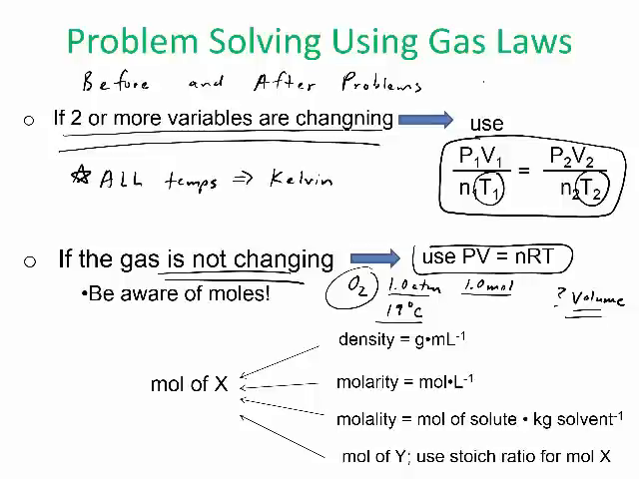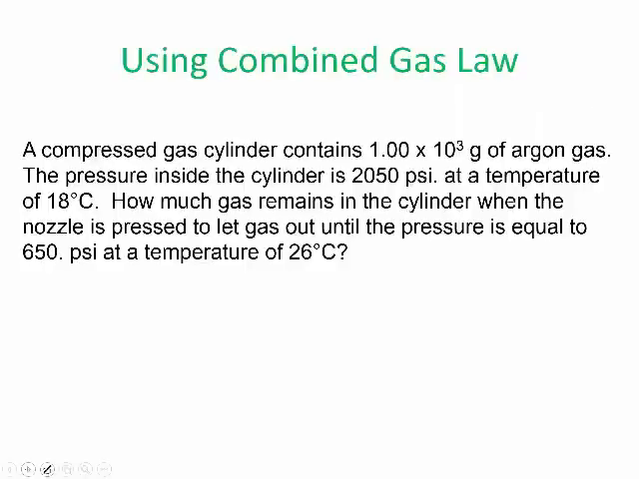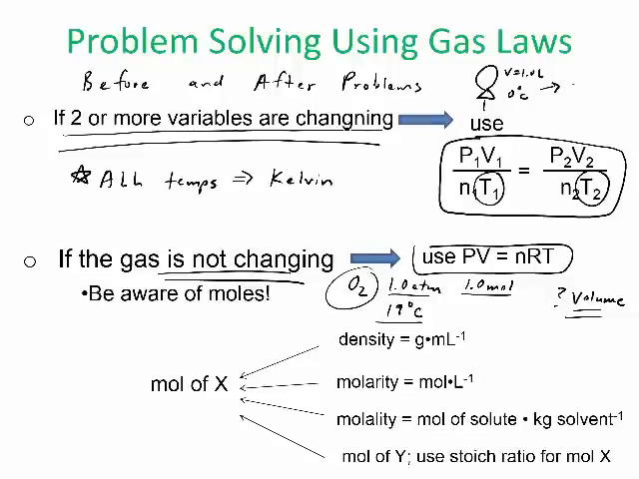If you have a problem like the example I used earlier, you have a balloon and the volume is 1 liter and it's at 0 Celsius, and then this same balloon is moved to 22 degrees Celsius. What is the new volume? In this case, variables are changing. We changed the temperature, so you have more than one variable changing here, and then it asks what's the new volume?